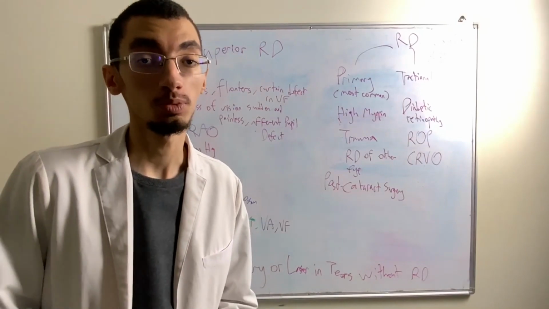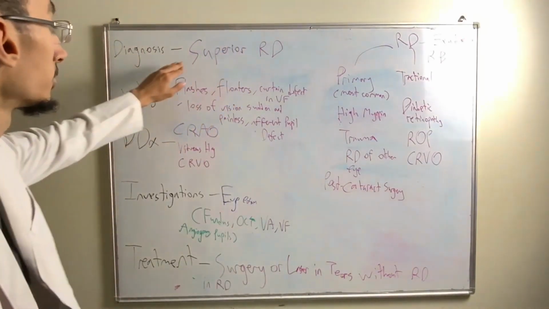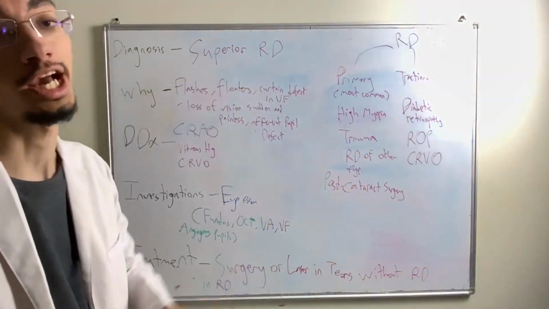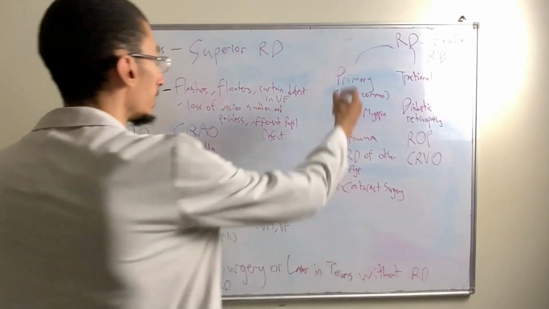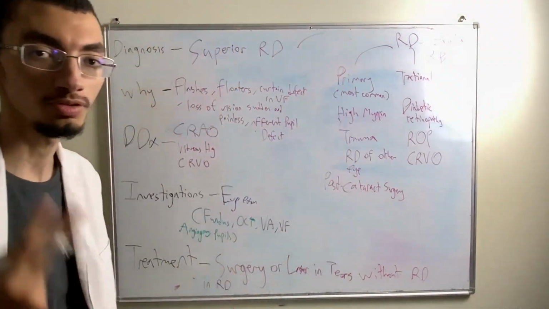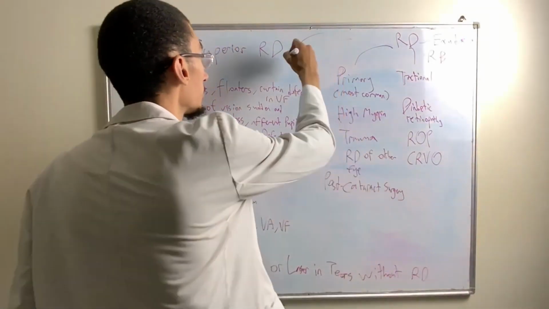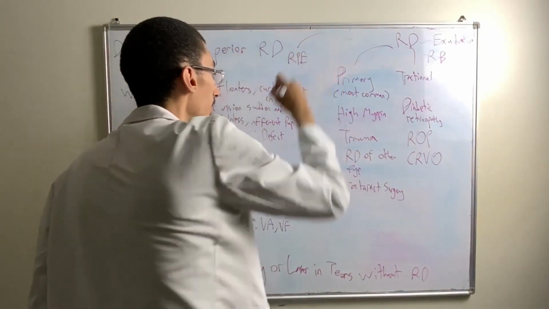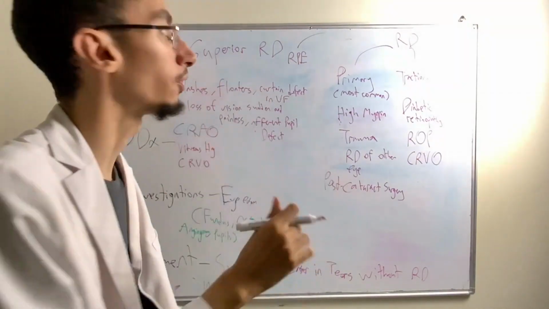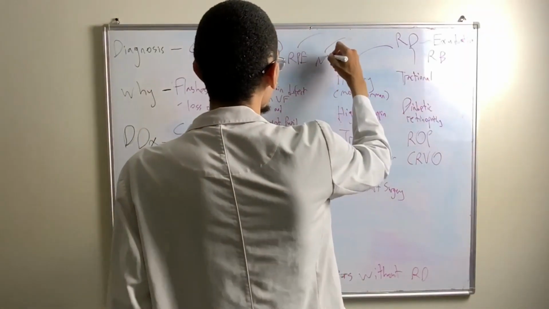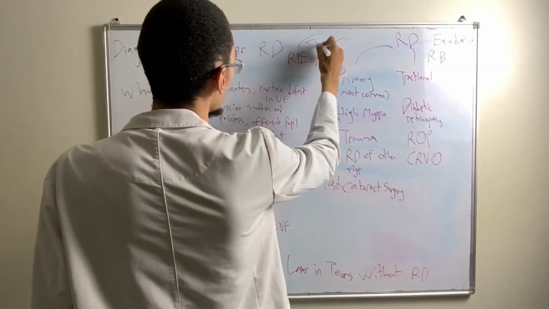Alright, so let's talk about retinal detachment, because that's the diagnosis for this case. This is a diagnosis of superior retinal detachment. And what is meant by detachment? It basically means that the retina consists of two things: the retinal pigment epithelium right here, and the neurosensory retina, basically the neural part of the retina. And what's happening in retinal detachment is there's a separation between the two.